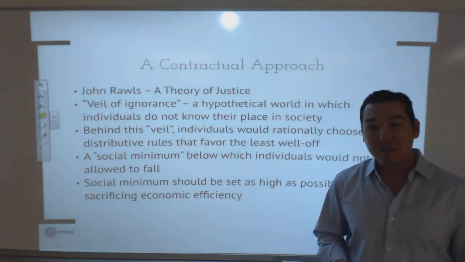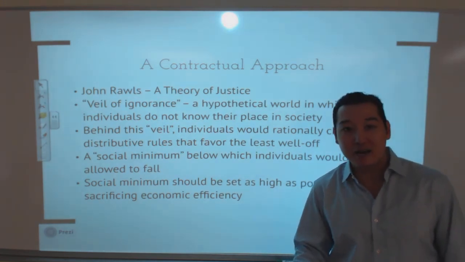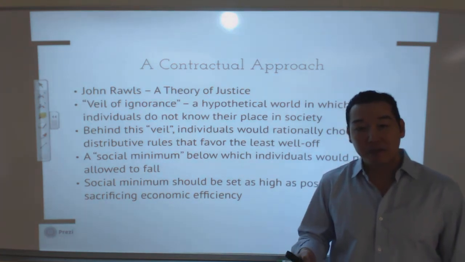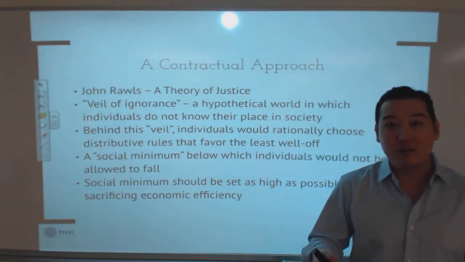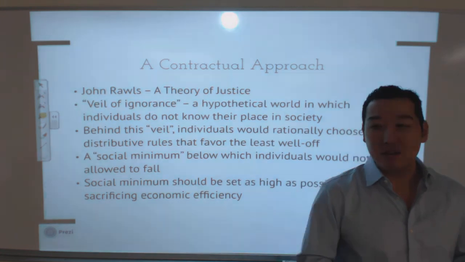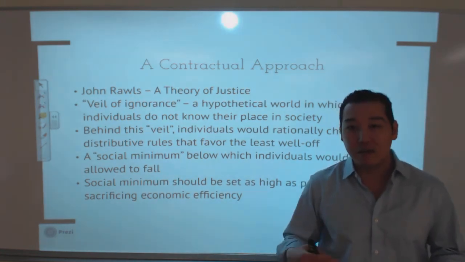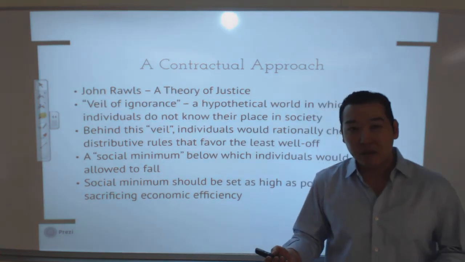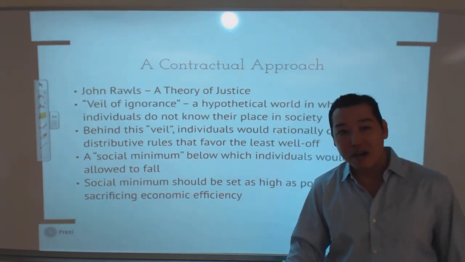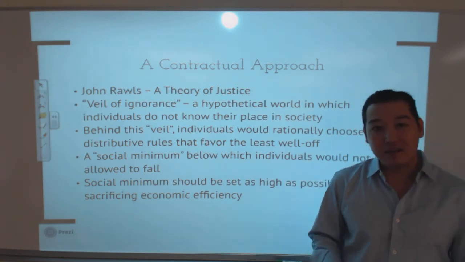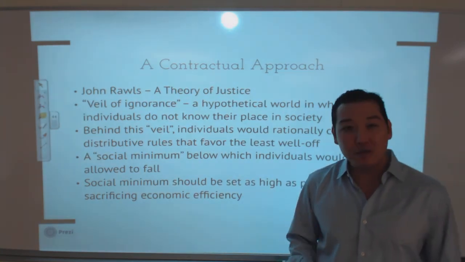But there's a catch here. If you set that social minimum too high, it might sacrifice the work incentive. So people would have less incentive to work hard if everyone has an equal distribution of resources. What's the incentive to work hard if I'm working twice as hard as the person next to me, but in the end, the allocation is in fact the same for me and my neighbor? And so he says you want to set that minimum as high as possible without sacrificing the work incentive or efficiency. And so that's the John Rawls approach.